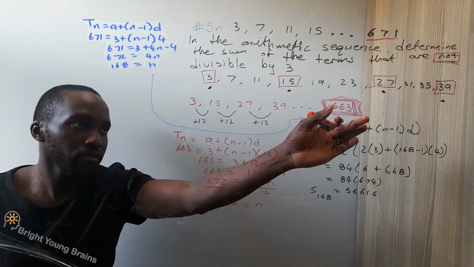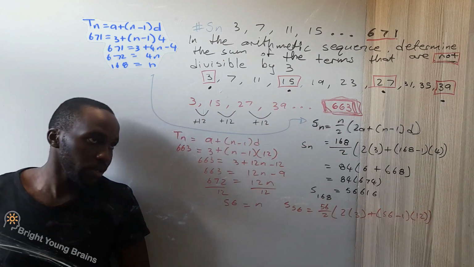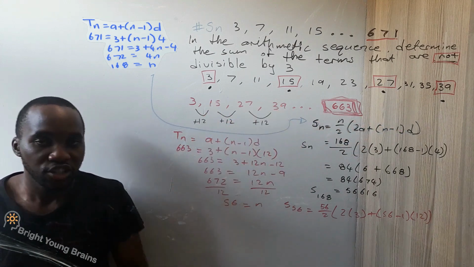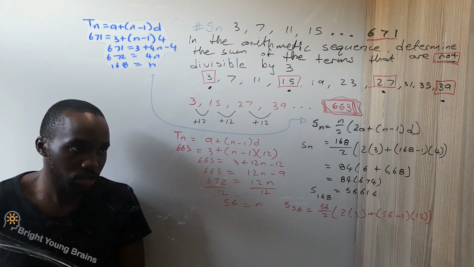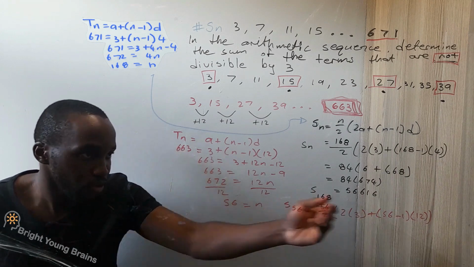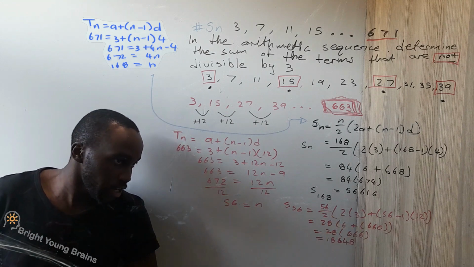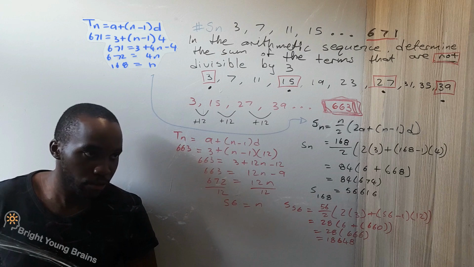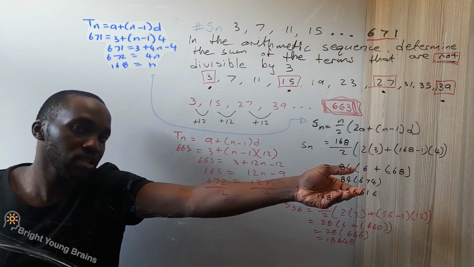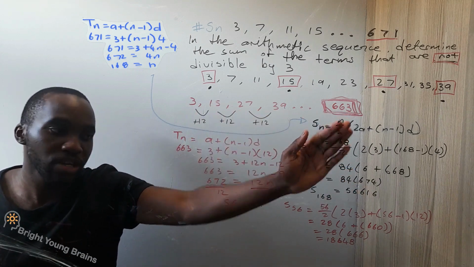So working out the sum of the first 56 terms there, we know we would need to put everything in our normal Sn formula, because this is also just an arithmetic sequence or an arithmetic series. Now adding all this up or putting all this into your calculator, you're getting 18,648. Whew! You see, everything adds up to 56,616. Everything that is divisible by 3 adds up to 18,648.